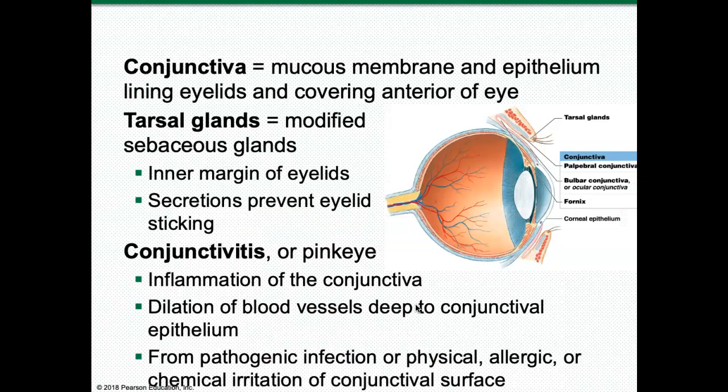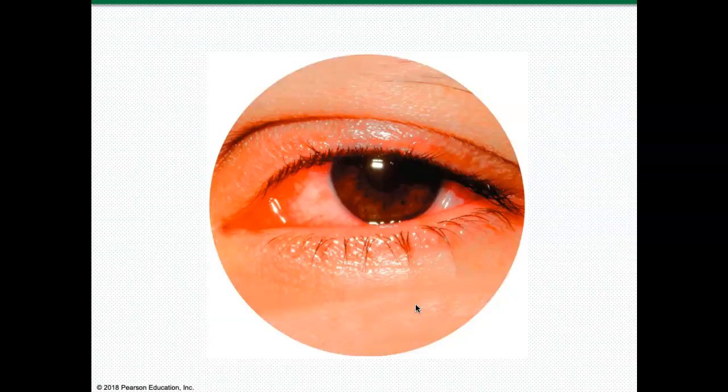The conjunctiva is a mucous membrane that lines the eyelids, and then it comes around and covers the anterior of the eye. There are tarsal glands on the inner margin of the eyelid, and they prevent the eyelids from sticking with their secretions. Conjunctivitis or pink eye is inflammation of the conjunctiva. And this can be caused by quite a few things. With children, it's often bacterial, and they spread it from one to the next quite easily.